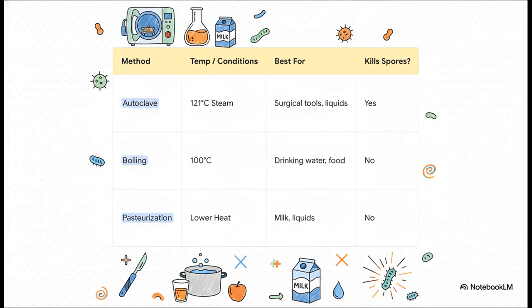But not all heat is created equal. Boiling water at 100 degrees Celsius, that's great for making water safe to drink, but it will not kill those tough bacterial spores. Pasteurization uses even lower heat, which is perfect for protecting the flavor of things like milk. But the real gold standard is the autoclave. By using steam under intense pressure, it gets up to 121 degrees Celsius and just destroys everything, spores included. And that is why it's non-negotiable for sterilizing things like surgical tools.